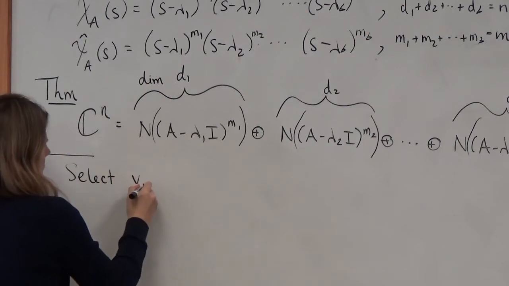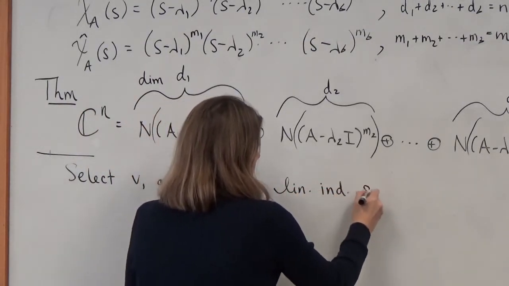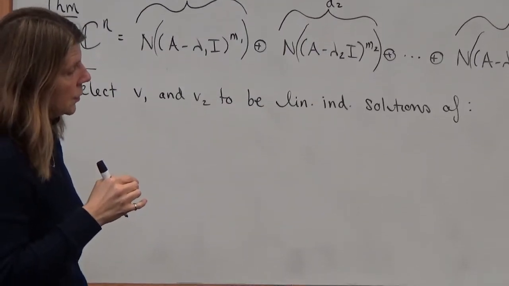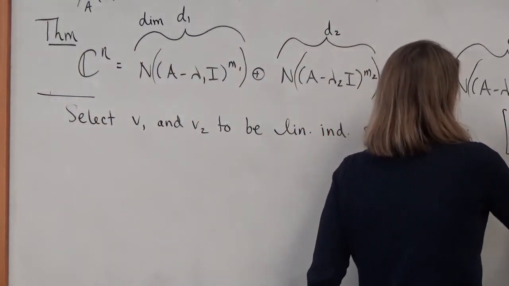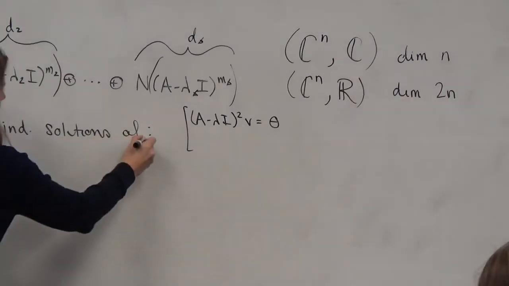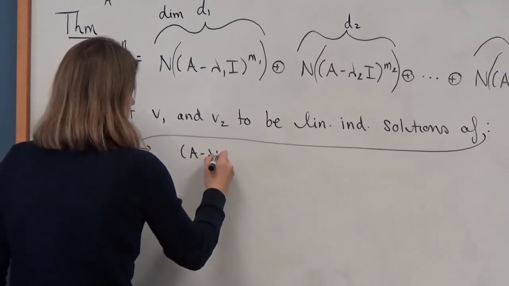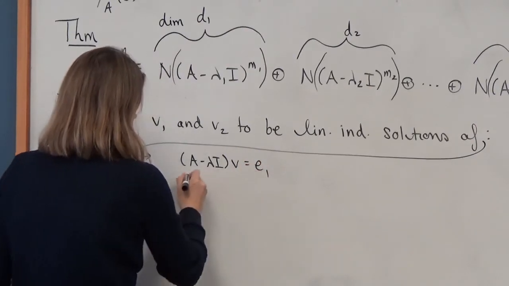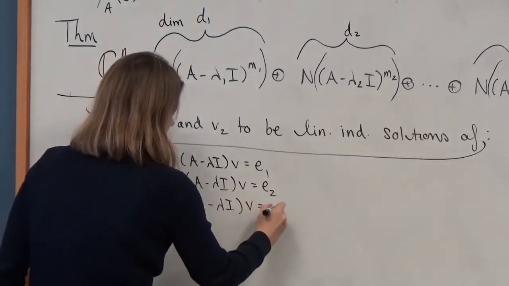Select V1 and V2 to be linearly independent solutions of, so we know that they're in the null space of A minus lambda I squared. So let's just write this to the side. We know that A minus lambda I squared V is equal to 0, but I'm going to select them carefully. I'm going to choose them to be linearly independent, so V1 and V2 are linearly independent solutions of A minus lambda I V is equal to E1, E2, E3.